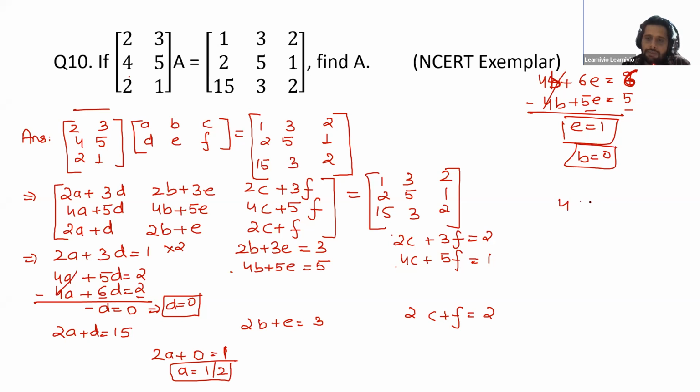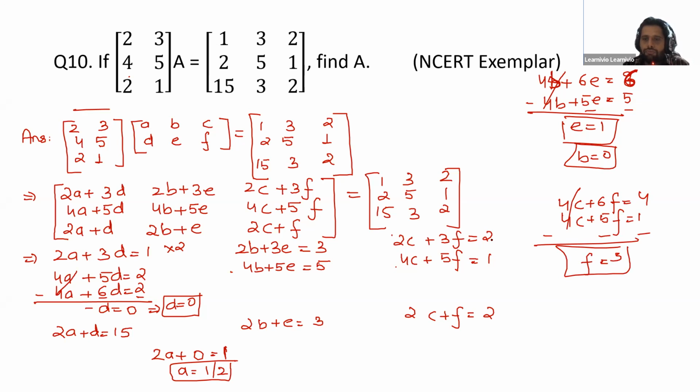And for the next one, please multiply this with 2. So you will get 4C plus 6F is equal to 4. This is 4C plus 5F is equal to 1. Subtract this, you will get F is equal to 3. And when you put this value, you will get 339. So 2 minus 9 is minus 7. So minus 7 bar.